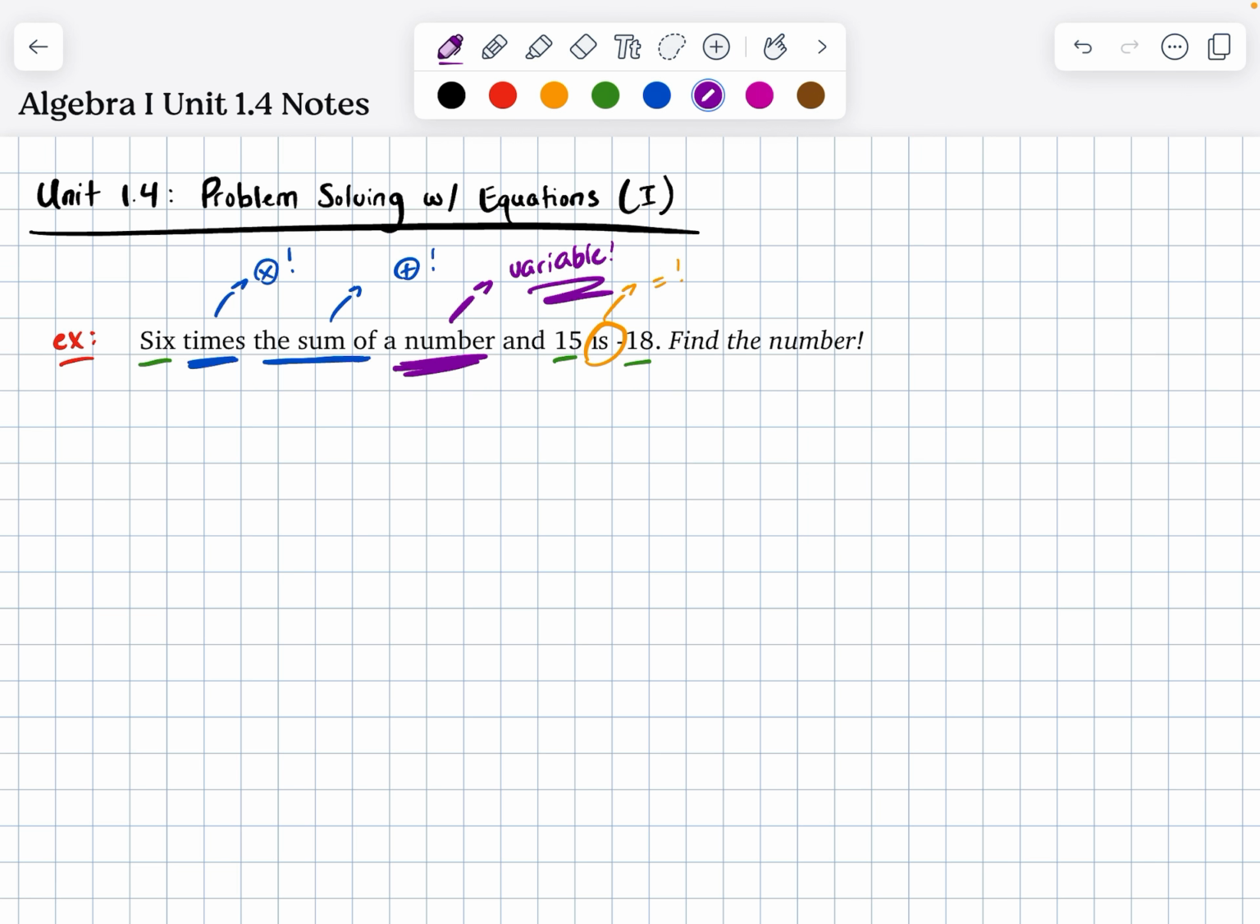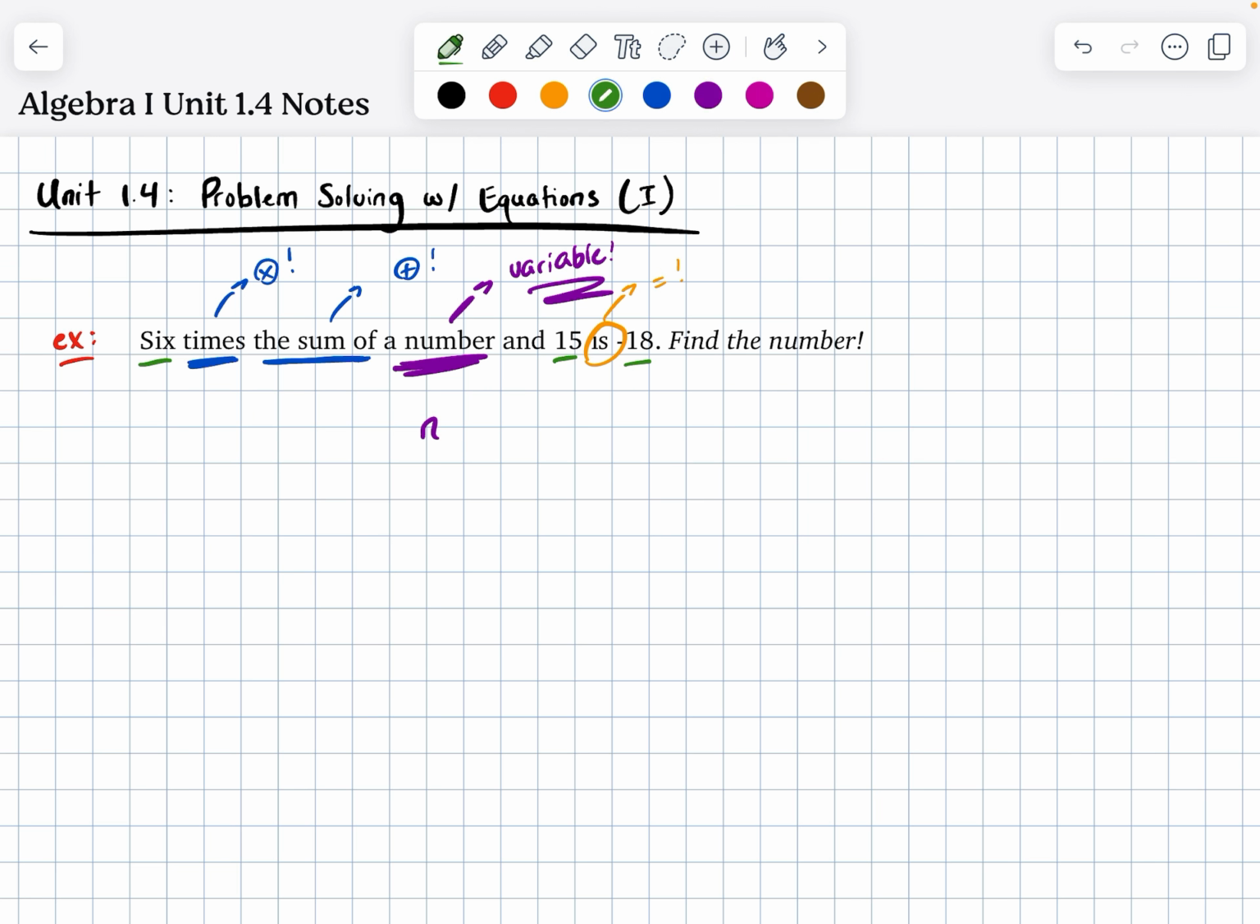And you'll see here, you can be strategic about some of the choices you make. For variables, you might like x's and y's and z's. For me, I see this word "number." I'm going to choose to use the variable n. You can choose whichever symbol you want. For me, number starts with n, so I'm going to choose n.